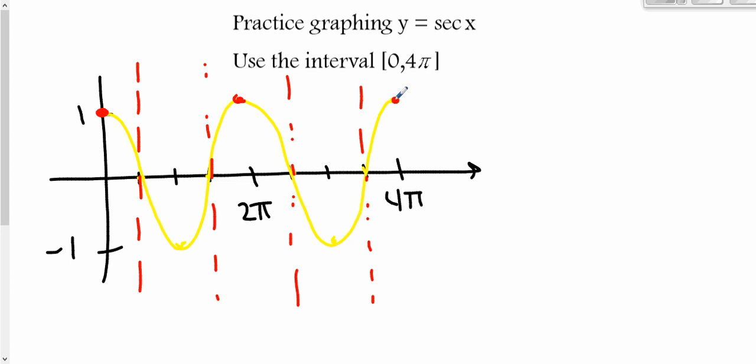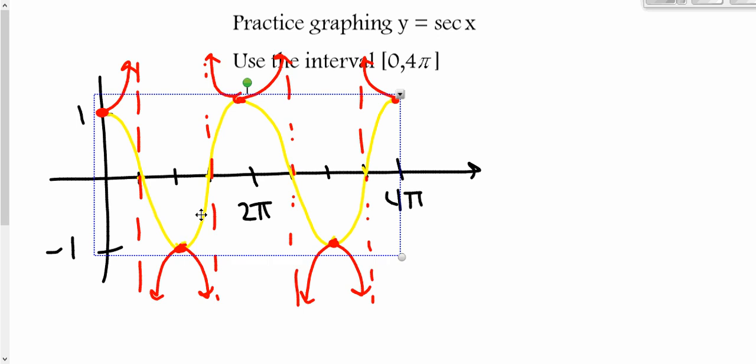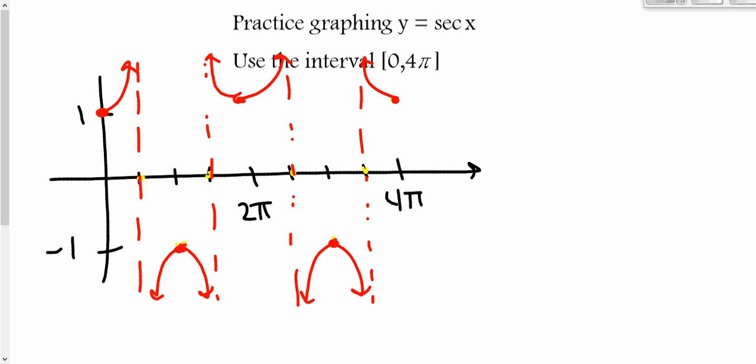Everywhere cosine is -1, you have a -1. And then from there, curves going up, curves going down, as many as it takes to go through the interval you were asked to do. Okay? Then I'll just get rid of my yellow one, get rid of my cosine graph, and there's the graph of secant.